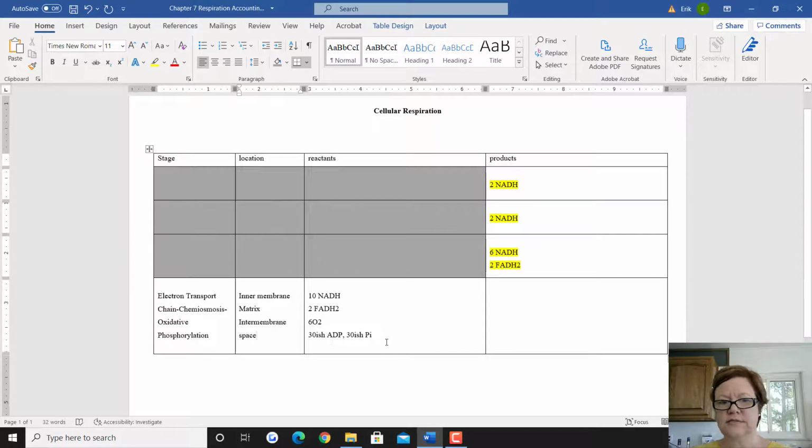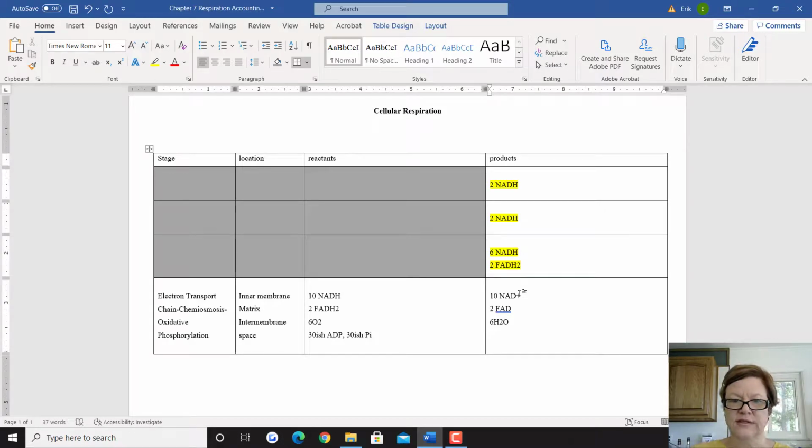Now the products, you have to learn the process when you look at the lecture and the animation, but the NADH and the FADH2 are going to be giving up their electrons, so they become NAD+ again, 10 of those, and 2 FAD. And those can go back to glycolysis, pyruvate oxidation, and the Krebs cycle to pick up more electrons. The oxygen, remember, is the final electron acceptor at the end of the electron transport chain, so it becomes converted into 6 waters.